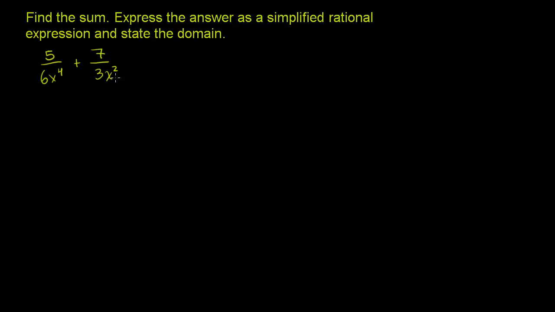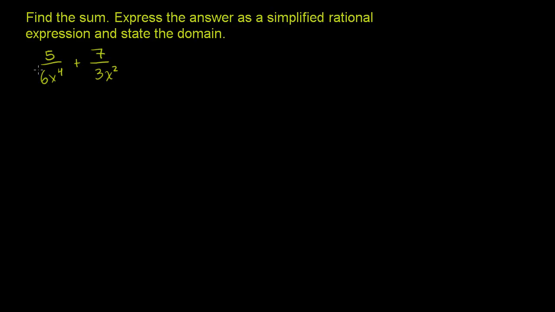And in general, we want to find the least common multiple of these numbers, or the smallest number that's divisible by both. And when you look at it immediately, it might pop out at you like, hey, you know what? Gee, 6 is divisible by 3. And x to the fourth is definitely divisible by x squared. So 6x to the fourth is definitely divisible by 3x squared. And of course, it's divisible by itself. So this actually is the least common multiple.